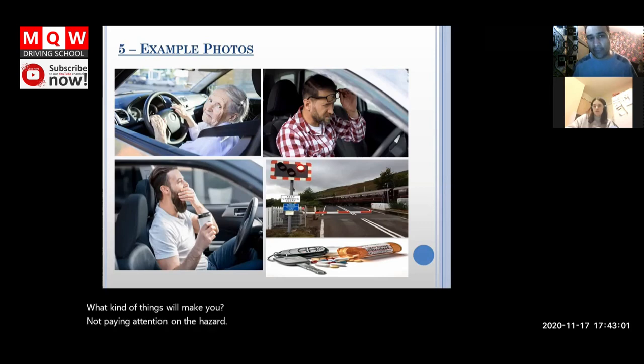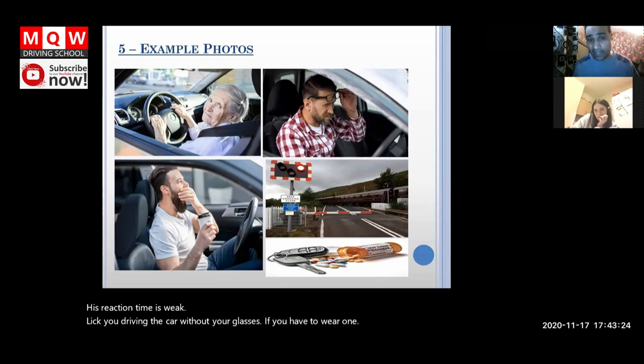So let's say the first picture, maybe the person is old. He cannot react that quickly to the hazard, his eyesight is weak, his reaction time is weak, late. You're driving the car without your glasses if you have to wear them.